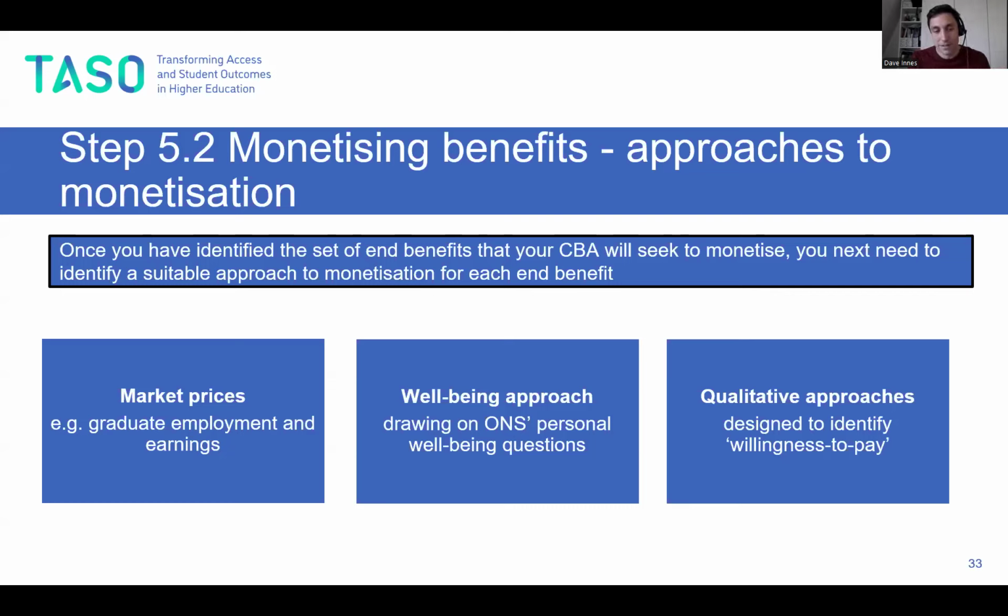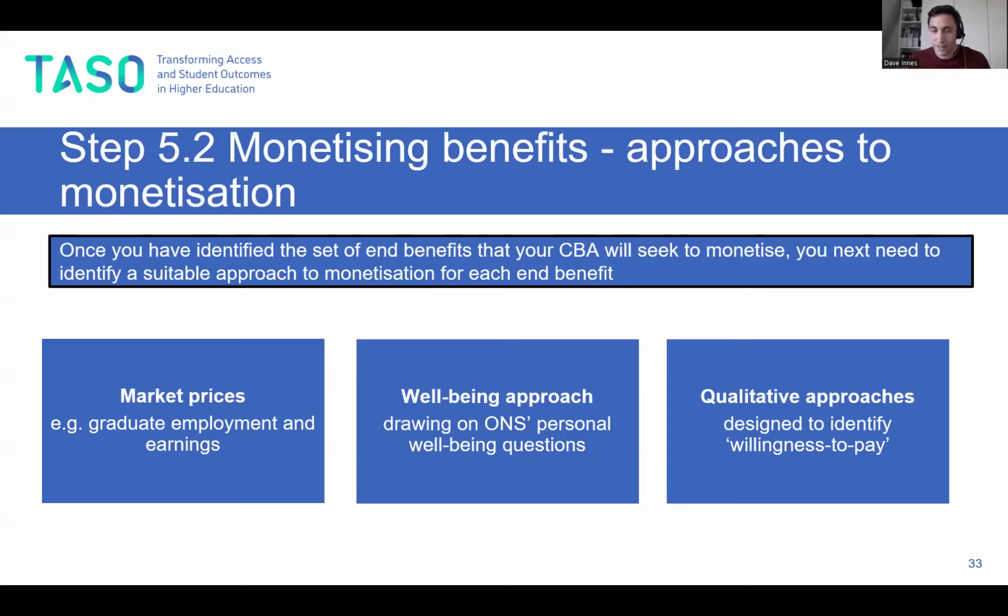And if that is the case, then actually it's relatively easy to monetize that outcome, because graduate employment and earnings are already valued in market prices. Now, again, there's more detail on this in the guidance. One important thing to be aware of is we should be looking at the improvement in employment and earnings that's a result of the program, rather than the overall benefit of, say, the HEP on someone's employment and earnings.